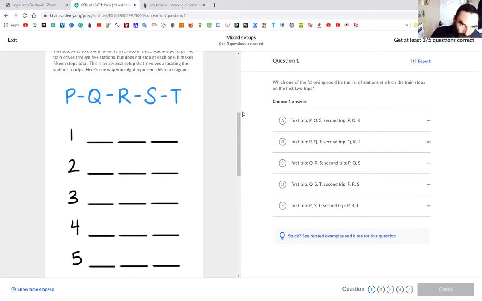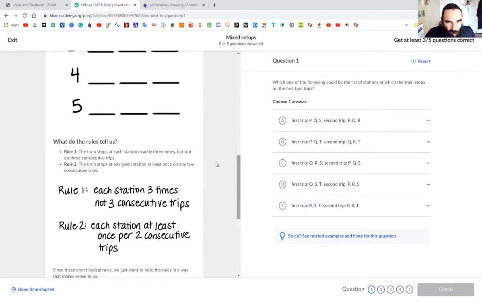P, Q, R, S, T. 1, 2, 3, 4, 5. And we have 3 stops per trip, 1, 2, 3, for each trip. Okay, that makes sense. What are the rules? Yeah, I still don't understand the rules. What do the rules tell us?